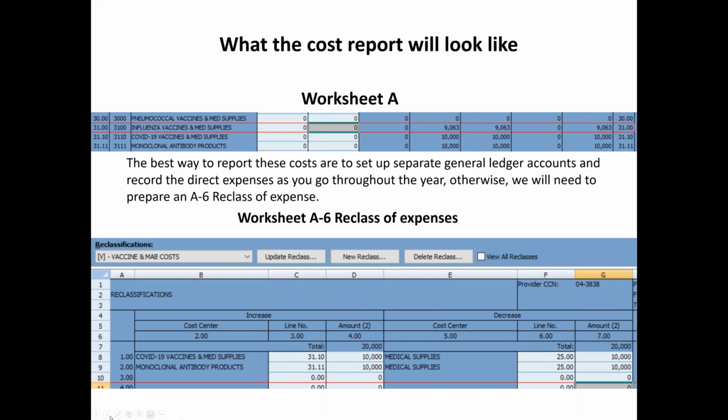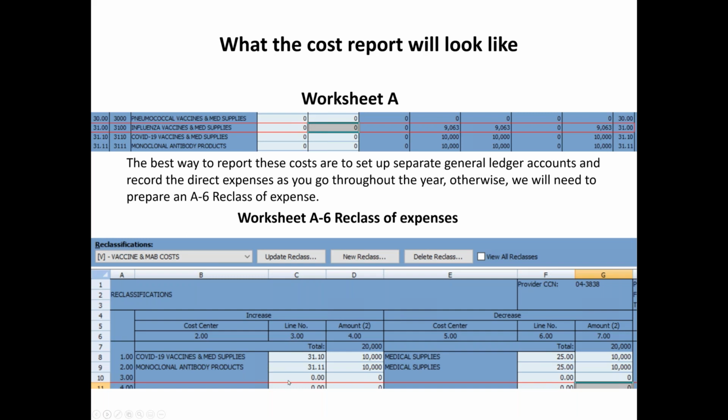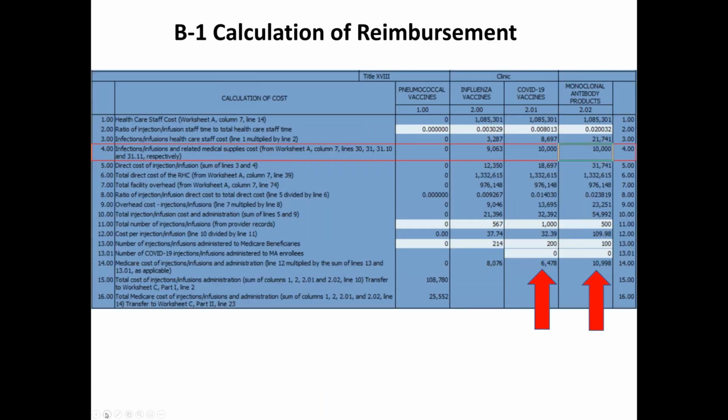And then this calculation here will get us our percentage of payroll of your nurses that are actually doing these services here. That will be their percentage of time working there. And so this is how it's going to show up on worksheet A of your cost report. And this is worksheet A. This is just a reclass of expenses to the proper place on the cost report.